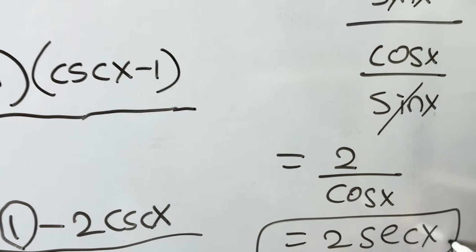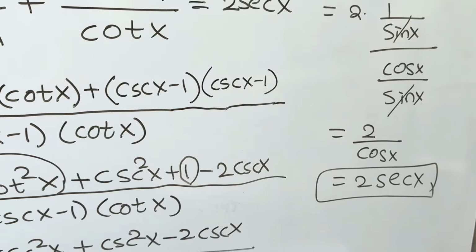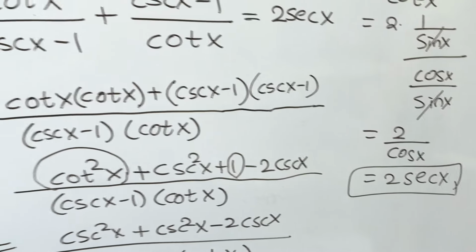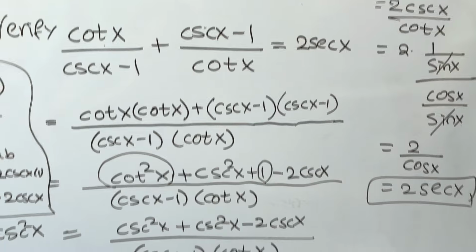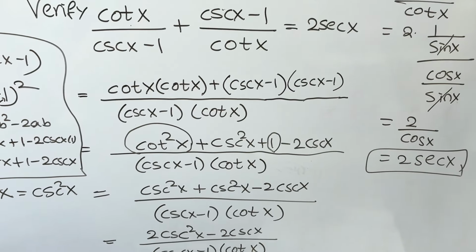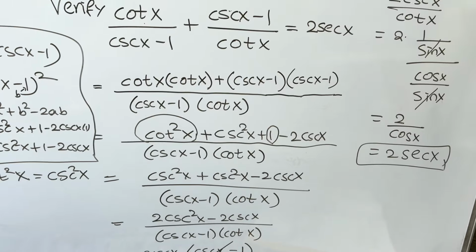So this is the derivation that I have derived from the left hand side of the equation to the right hand side, 2 secant x. So this is a total glimpse of the problem here, and this is how you solve it.